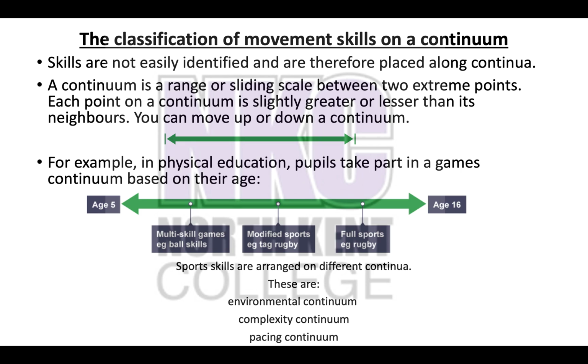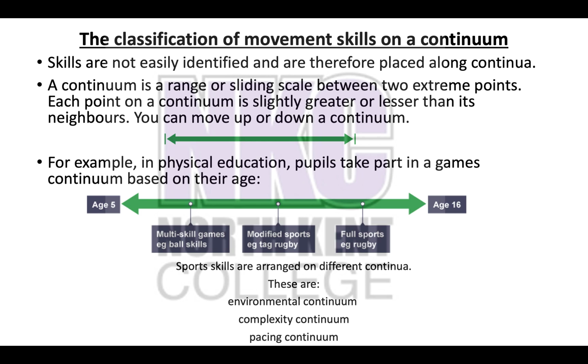For example, in physical education, pupils take part in games on a continuum based on their age. At age 5 in my sport, rugby, they would be playing multi-skill games, so ball skills. It wouldn't really look like rugby; it would look a little bit like football, netball and rugby put together, and they're just learning to throw and catch and change direction. When they get to 7 or 8 years old, they start following more of the rules of rugby, but it's modified rugby, such as tag rugby. And when they get to 16, so your age group or a little bit younger, they start doing full contact sports, full contact 15-a-side rugby. Sports skills are arranged on a continuum.